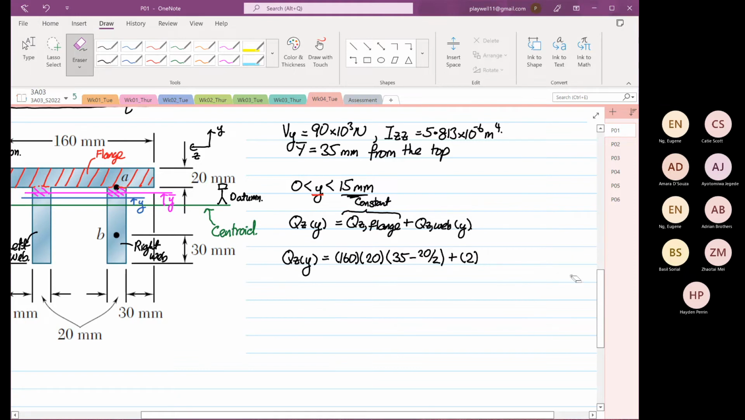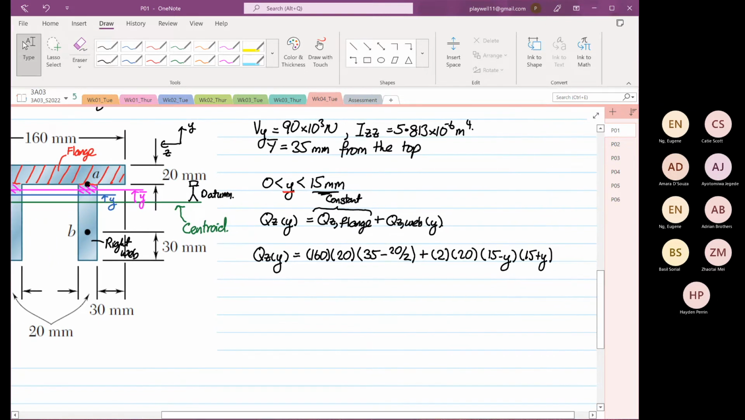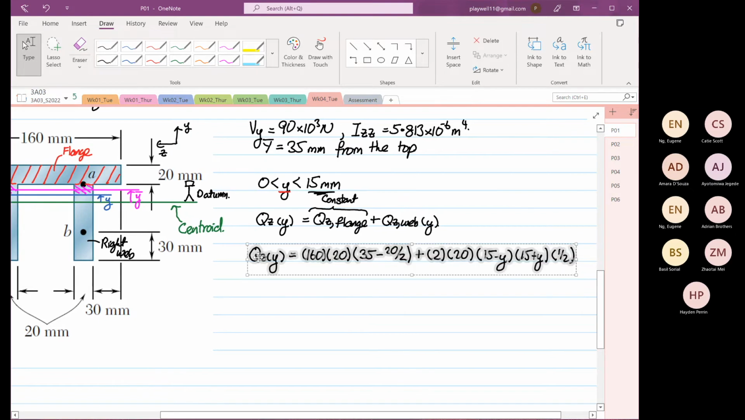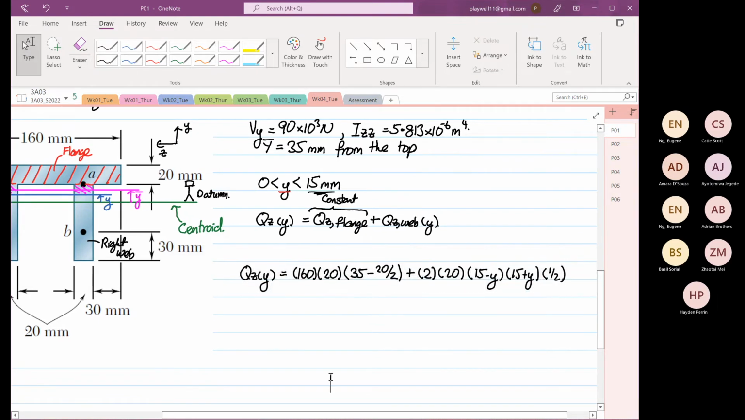thickness first. So the thickness is 20 millimeters because you have left and right. So this you will have 15 minus y, 15 plus y, and then we just have to multiply by half. Okay. So what this means over here, I will write it down individually, what it actually means. You will be wondering why this is the case.